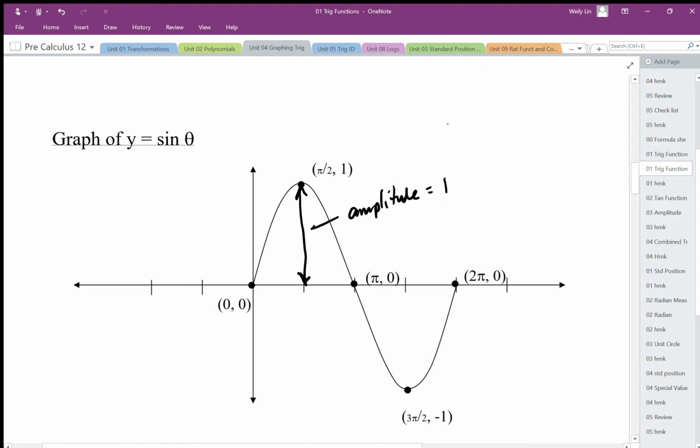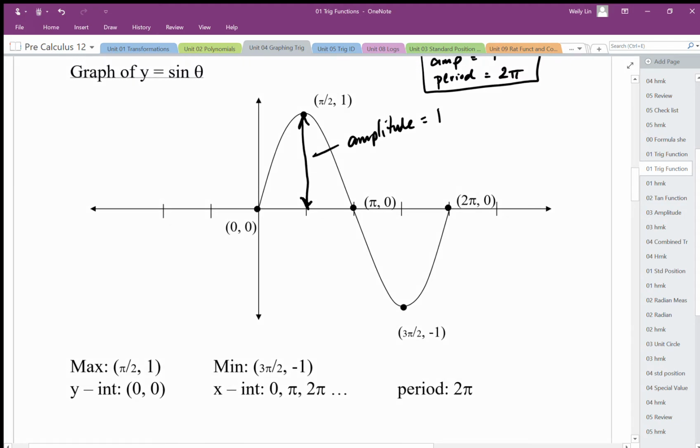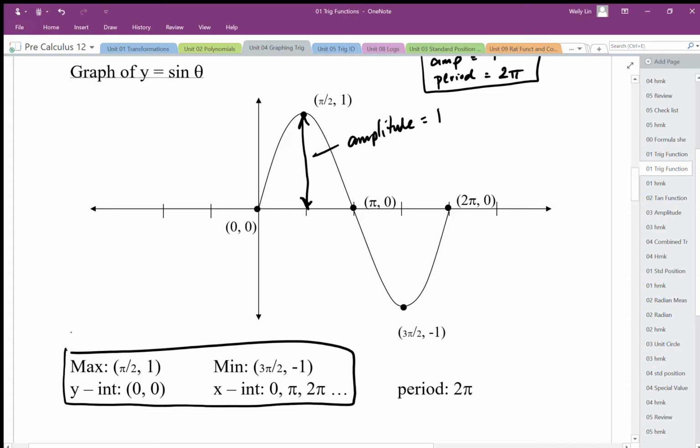I'm just going to list out some criteria, some things here. The amplitude is 1. The period is equal to 2 pi. Okay, so those are going to be some key aspects of this graph that we'll keep track of. Like I said, these coordinates I've given you, max, min, y-intercepts, and x-intercepts. These represent reference points that we want to make sure we keep track of. Okay, so maybe I'll just highlight that. And these are reference coordinates.